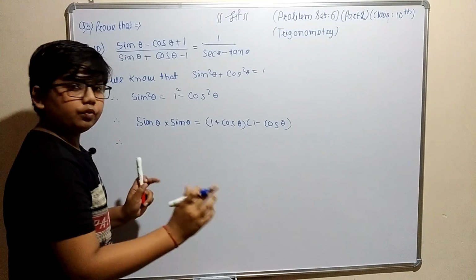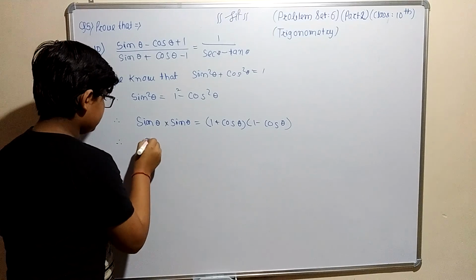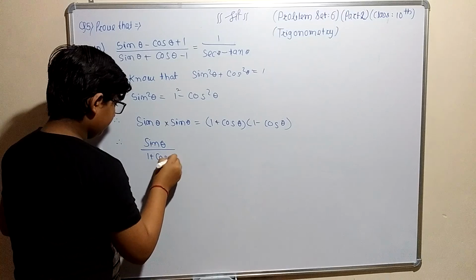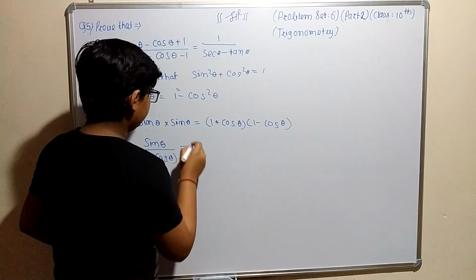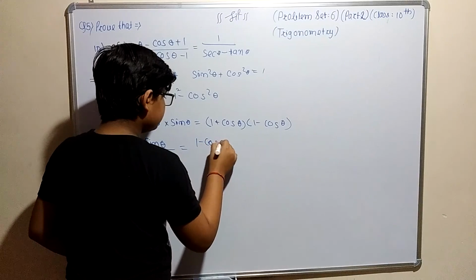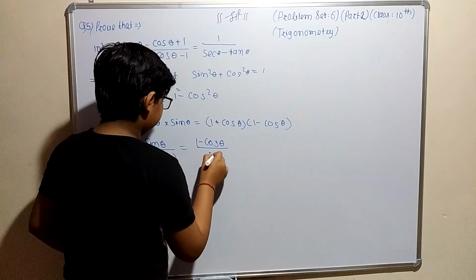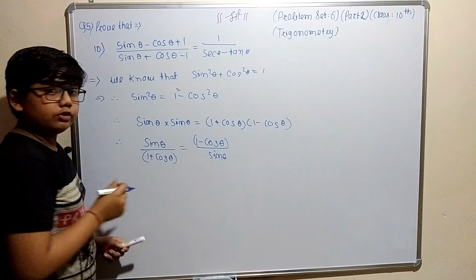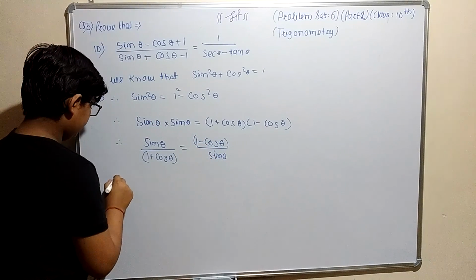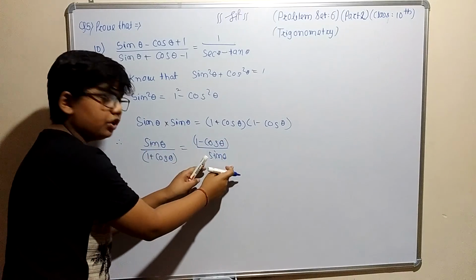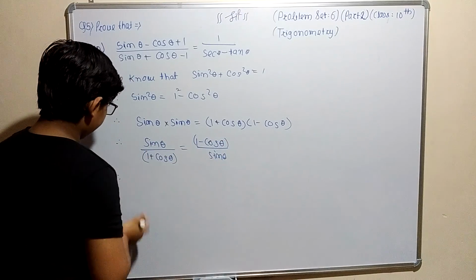So we will get two fractions. That is sin theta divided by 1 plus cos theta is equal to, bring this down, 1 minus cos theta divided by sin theta. Now by using the theorem on equal ratio, in this case we must subtract the two numerators and subtract the two denominators.